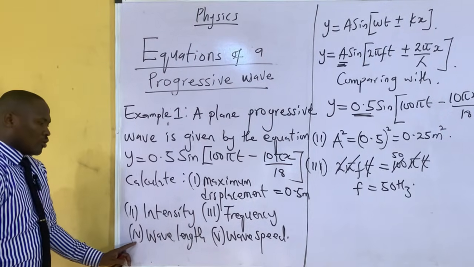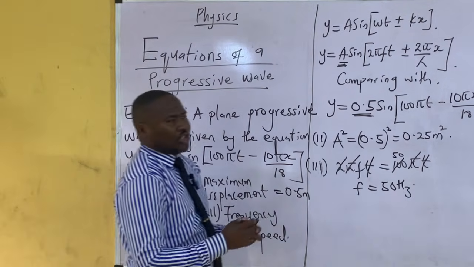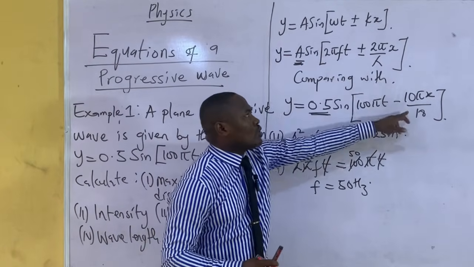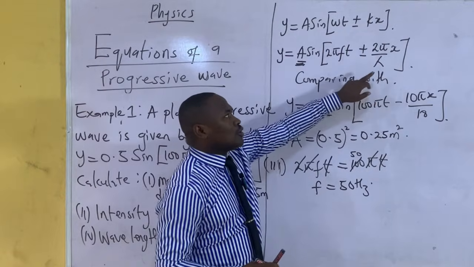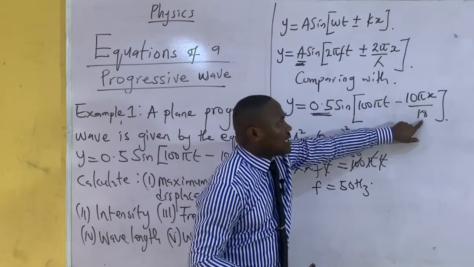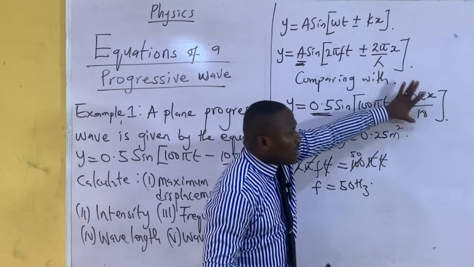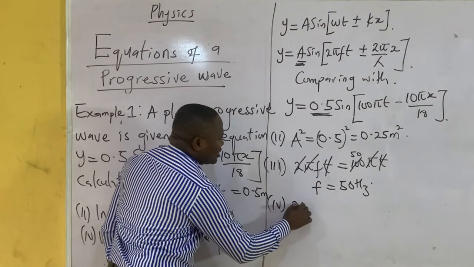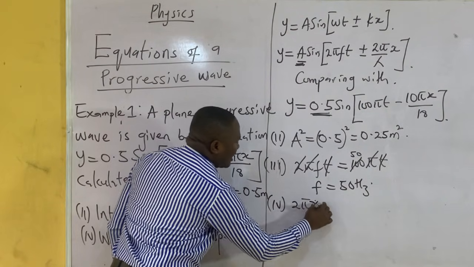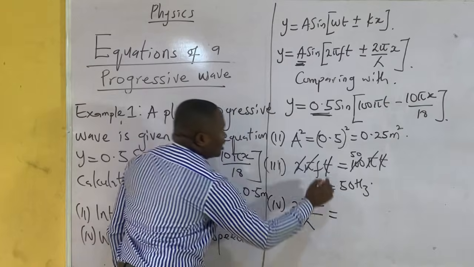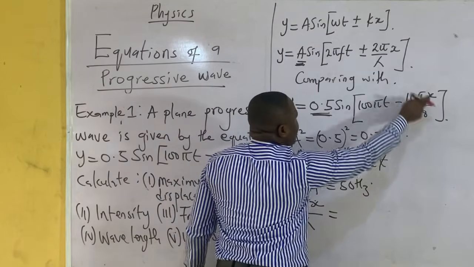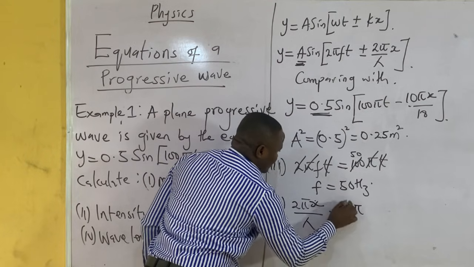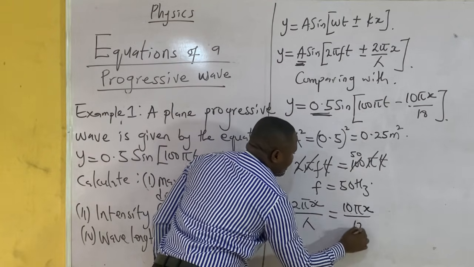What about question number 4? Wavelength. The same approach. I'm going to look at where I have wavelength in the equation and compare with where wavelength ought to be. I will not say wavelength equals 18. No, I will compare to solve. And how would that be? Number 4, I will say, comparing 2 pi x over lambda is equal to 10 pi x over 18.